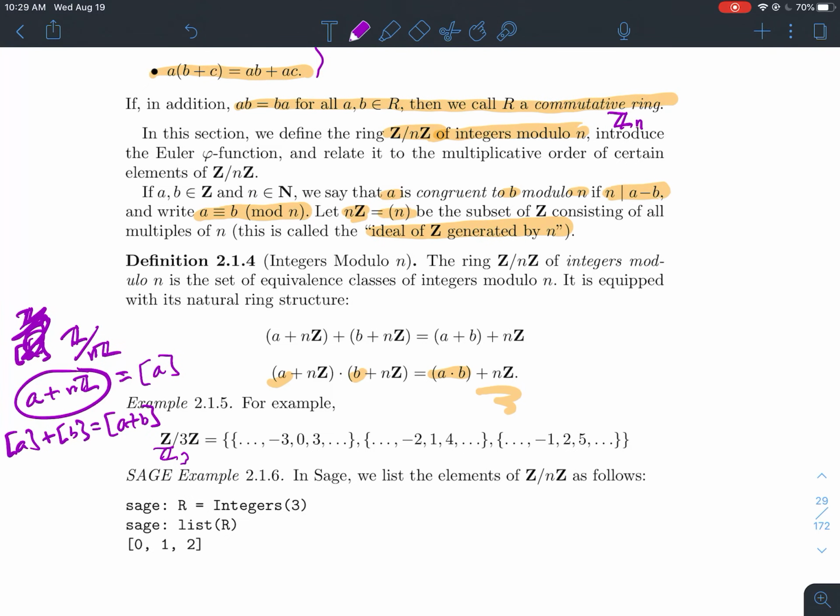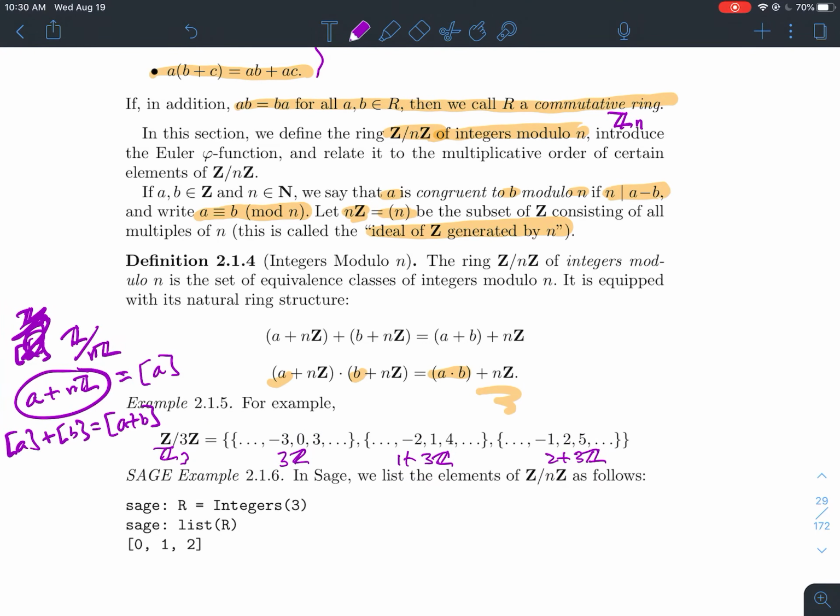So how you might write these elements, these elements are sets themselves. And remember, it's more convenient maybe for us to say this would be 3Z, this would be 1 plus 3Z, and this would be, say, 2 plus 3Z. So I could think of this ring as having these three elements.